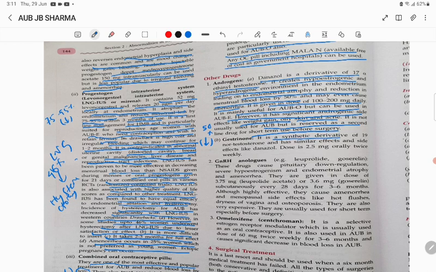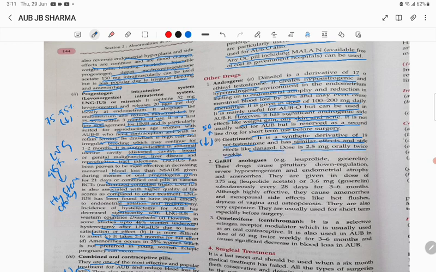Gestrinone is a synthetic derivative of 19-nor testosterone. It has similar effects and side effects as danazol, given at 2.5 mg orally twice weekly.